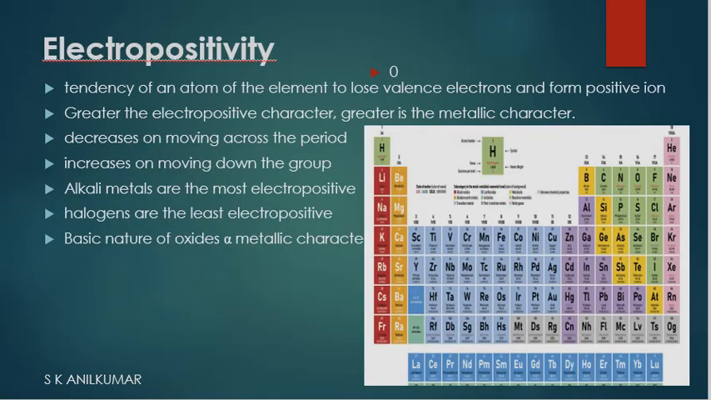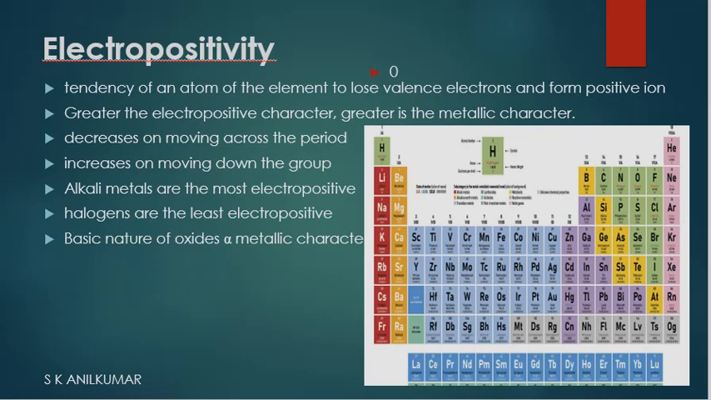What is electropositivity? Tendency of an atom of an element to lose a valence electron. Tendency of an electron to fly away. Tendency of an atom to lose a valence electron is called electropositivity. When you lose an electron, it becomes electropositive or electronegative. When you share an electron, it becomes a covalent bond. Greater the electropositive character, greater the metallic character. That is why metals are electropositive. That means what? They are conductors of heat and electricity. They have magnetic character, etc.